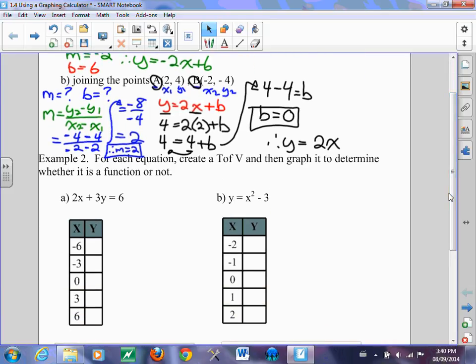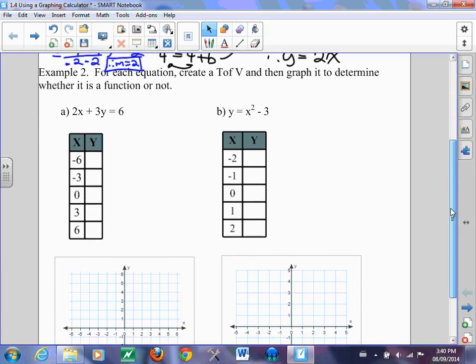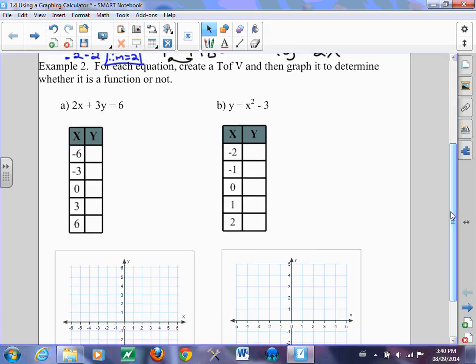All right, example 2. For each of the following, create a table of values and then graph it to determine whether it is a function or not. Looking at A, we should hopefully recognize it as a linear equation because there are no exponents. The confusing part here is it's not in the form of y equals. So we're going to do a couple of steps to get it into y equals mx plus b.